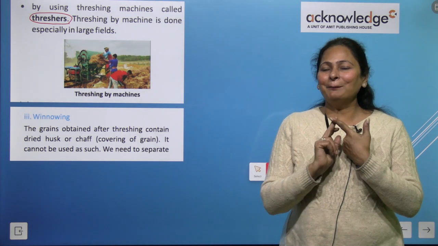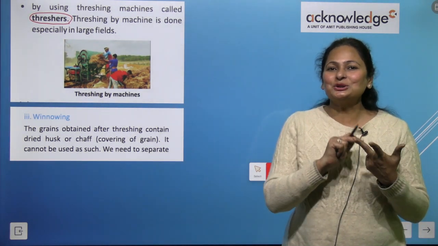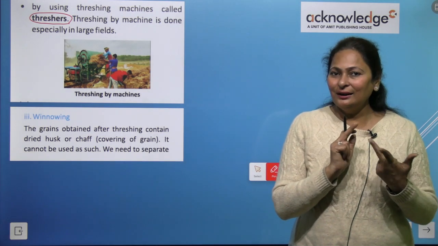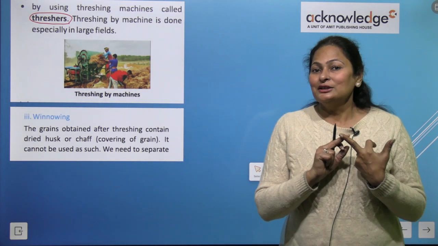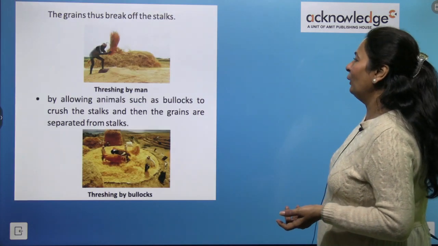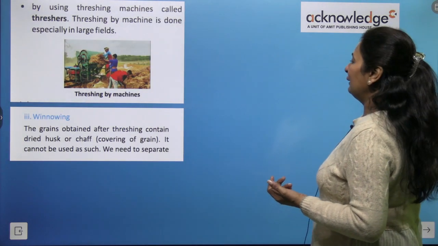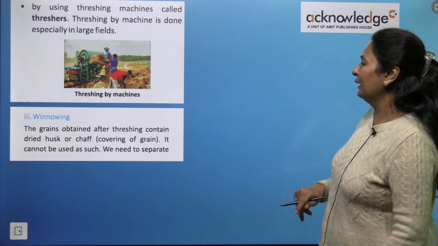Again, remember this, we are separating solid from solid. Stalks are solid and the grains are again a solid form of substance. Right now, hand picking and threshing we have seen. The next method is winnowing, right?